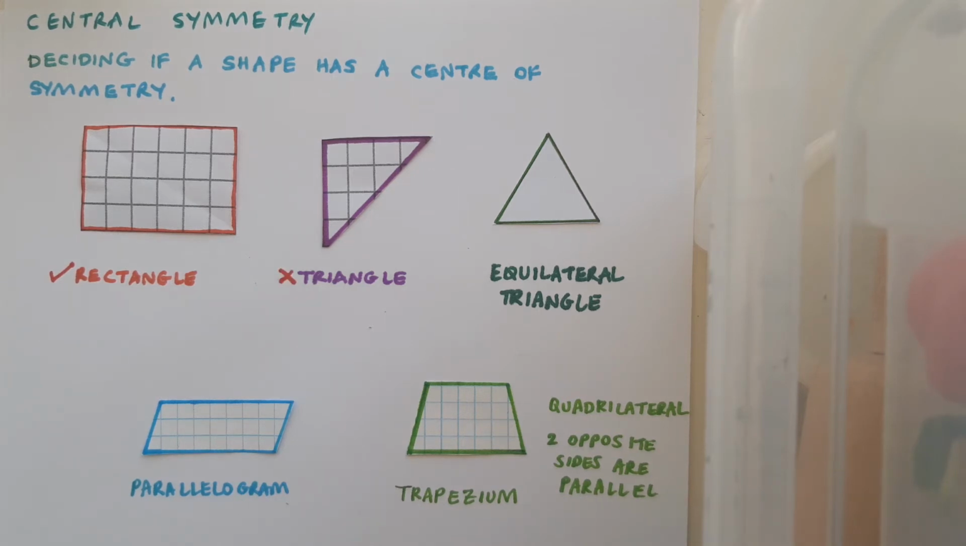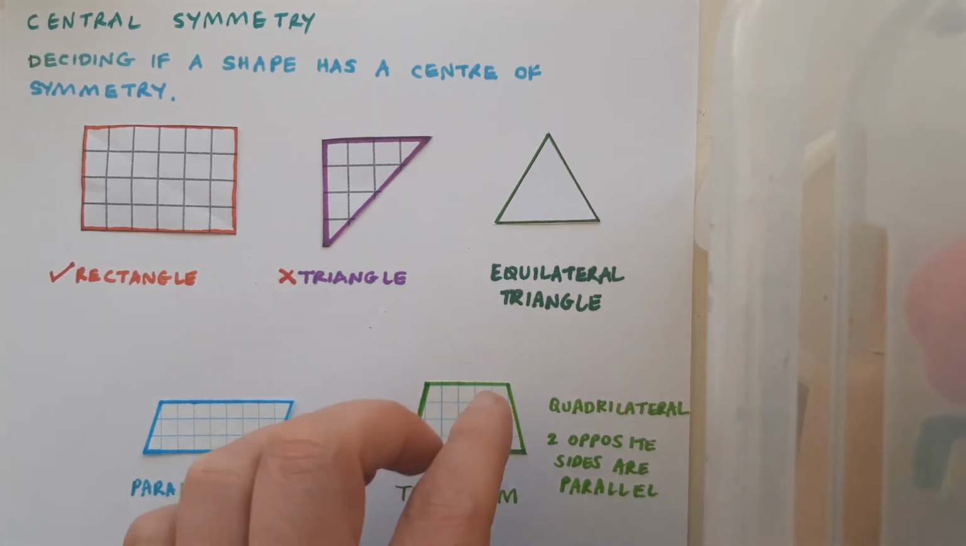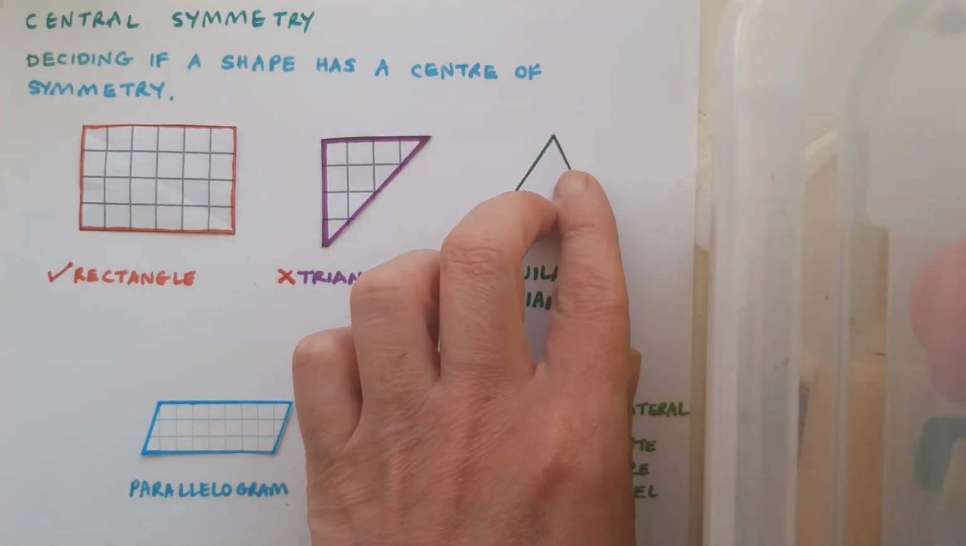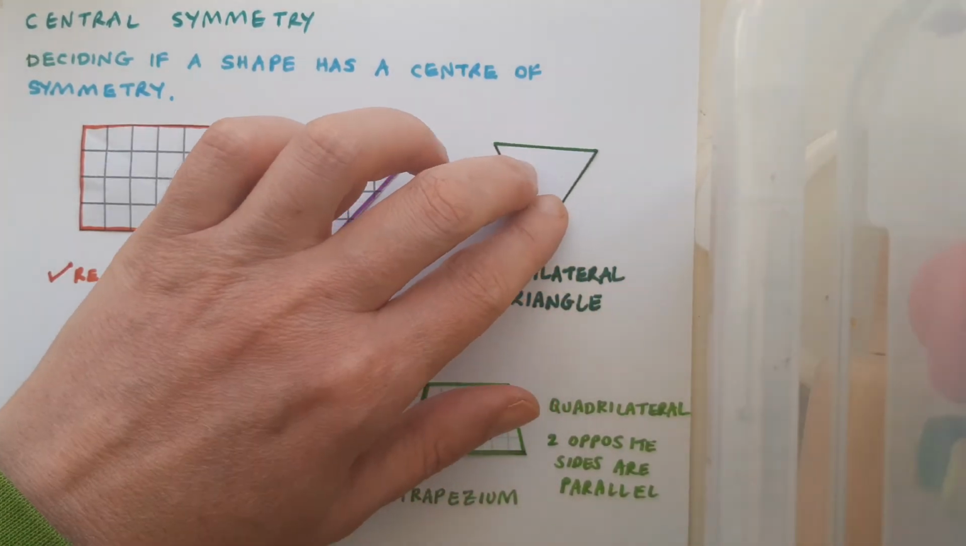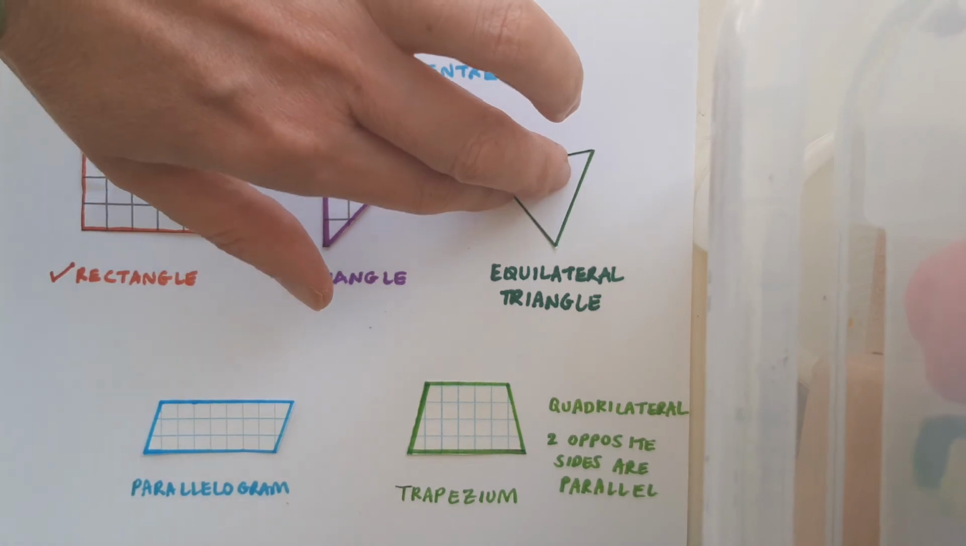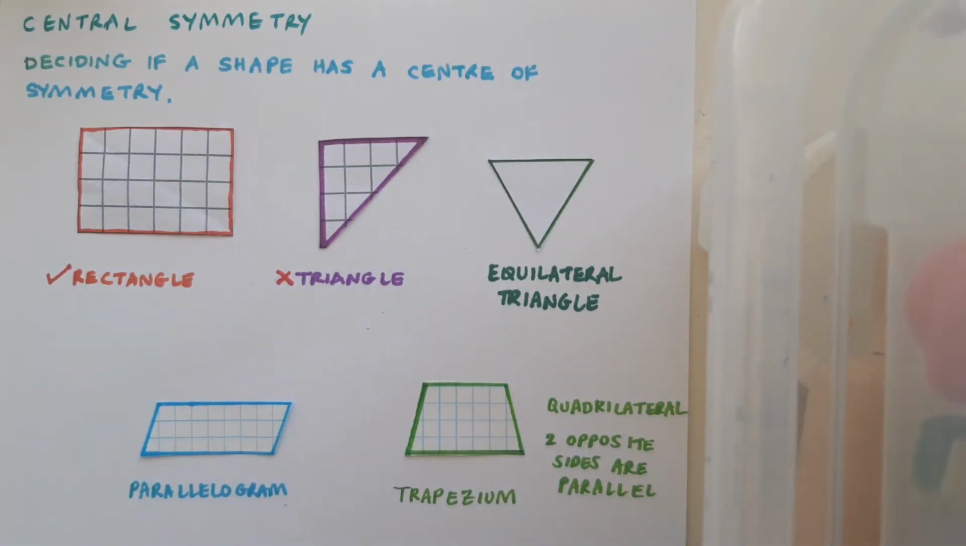What about this equilateral triangle? It looks very symmetrical. Surely it has a center of symmetry. Well, to decide, all I have to do again is just take it and turn it through 180 degrees. Does it look exactly the same as it did starting out? No. Well, that means that equilateral triangle does not have a center of symmetry.